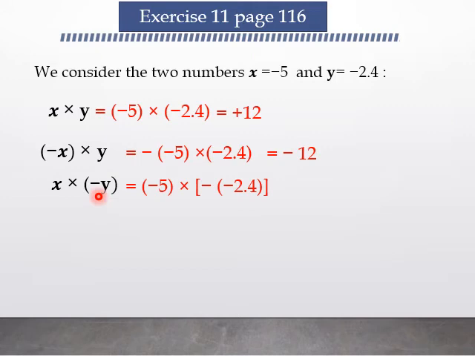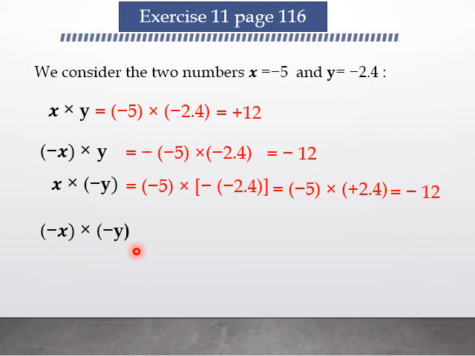X times minus y. X is minus 5 and y is minus 2.4. So minus 2.4 can be written as plus 2.4. Again, we have an odd number of negative signs, so the result should be negative. Okay, and 5 times 2.4 is 12. Or I can say minus minus is plus 2.4. Here we have minus times plus. Okay, I have different ways to think, and all these ways are correct and lead me to the same number.